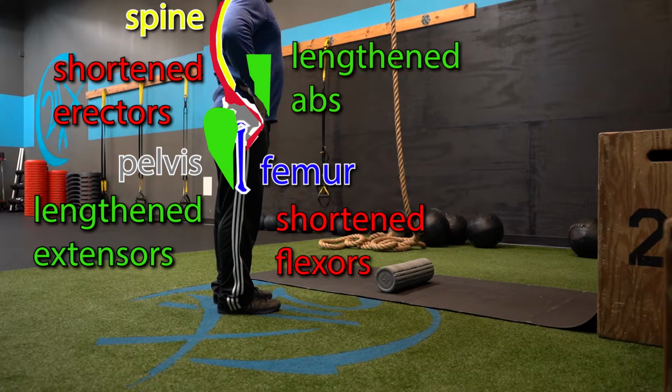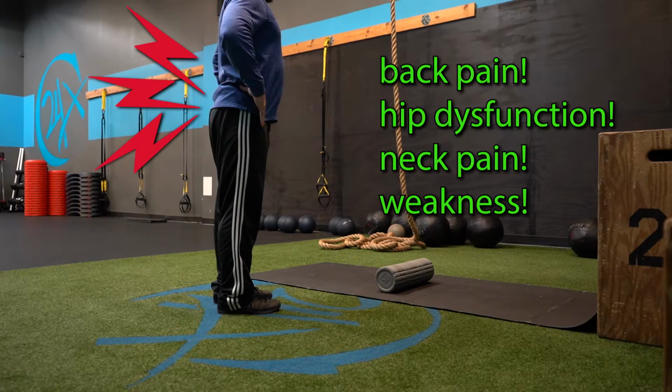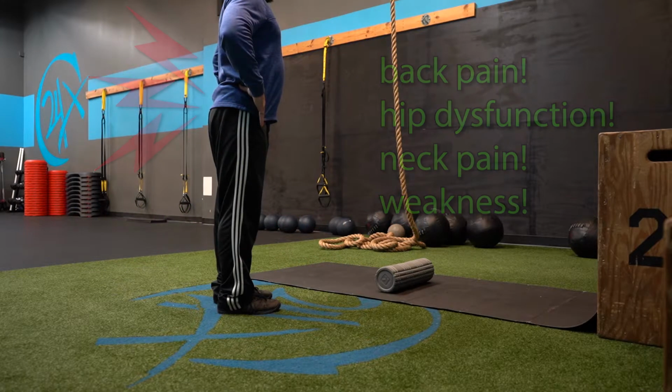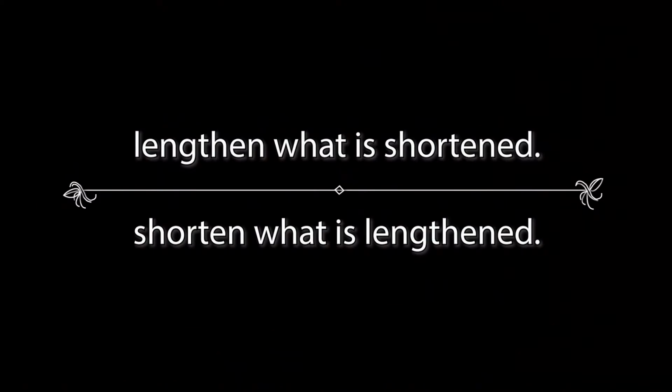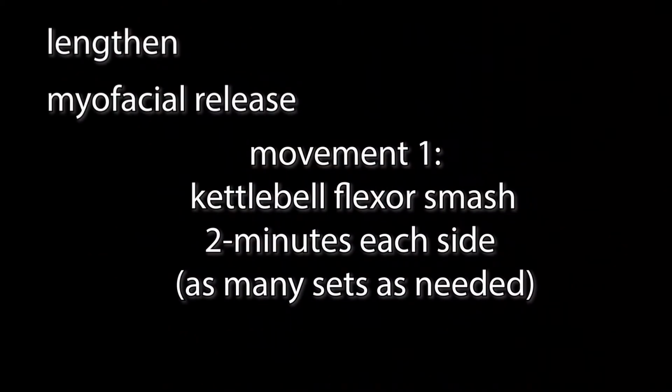Please take a moment to pinpoint the origin of your pain if at all possible. Experience is a tough teacher because it gives the test before the lesson. So, very simple approach. We want to lengthen what is shortened and shorten what is lengthened. First up is the kettlebell flexor smash.